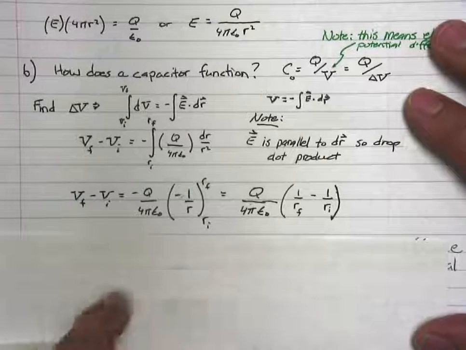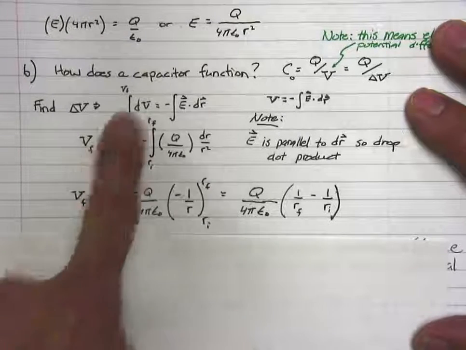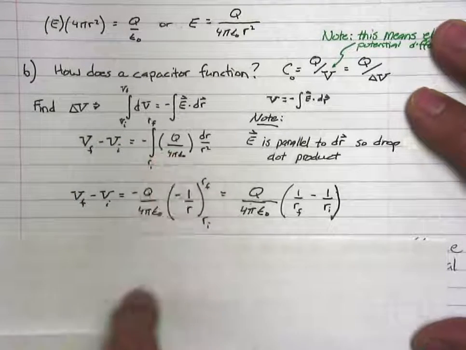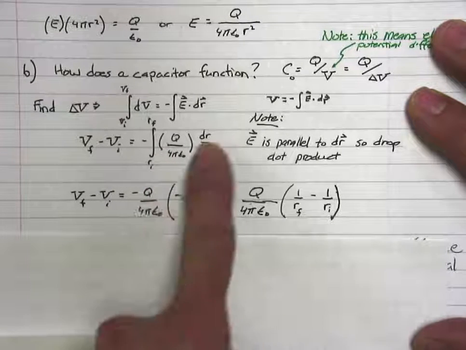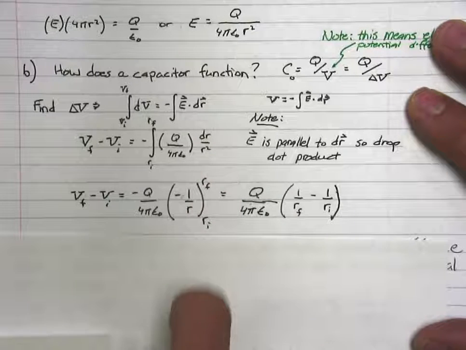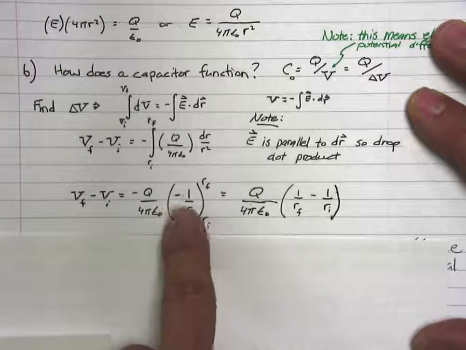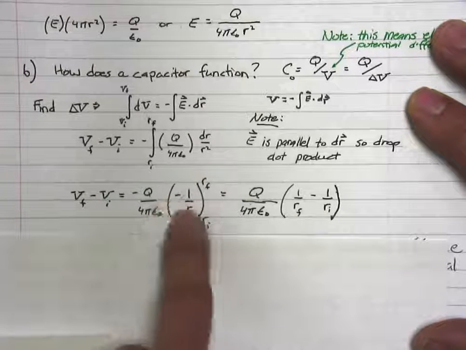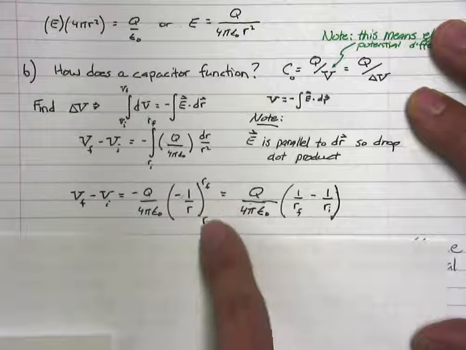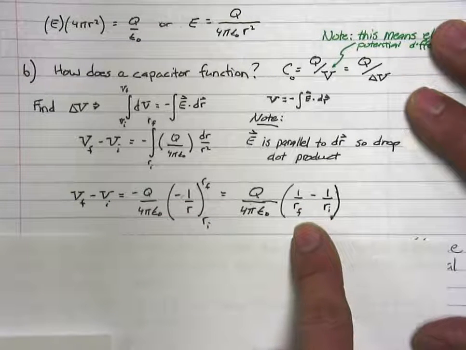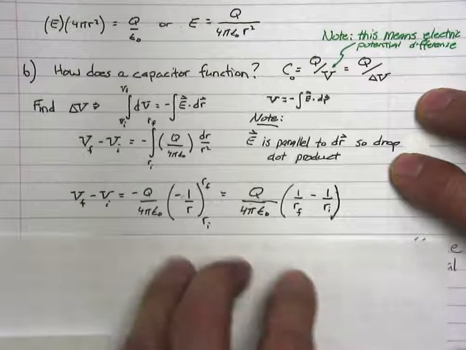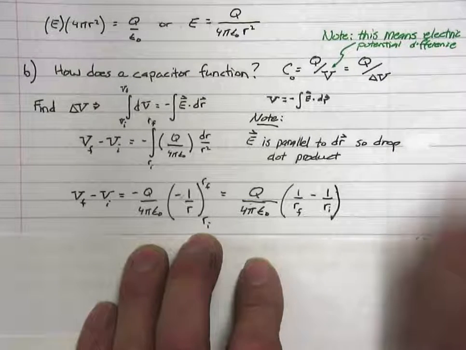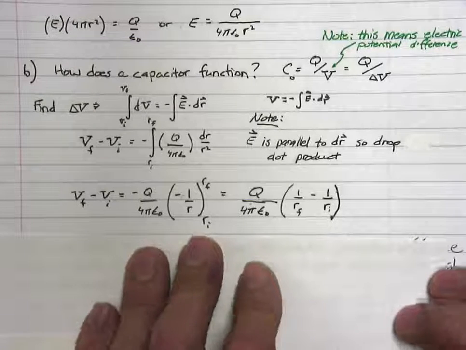So when we work through this, we've already evaluated this. This right here is fairly simple. These are all constants. We have dr over r squared, and that ends up being negative 1 over r. These two negatives cancel out. Evaluate this, and so far so good. That seems pretty straightforward.